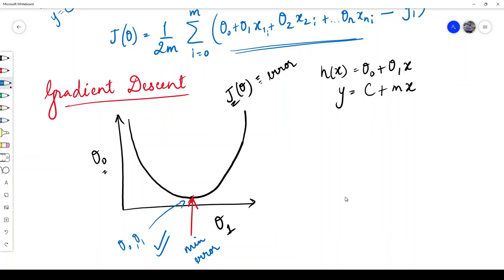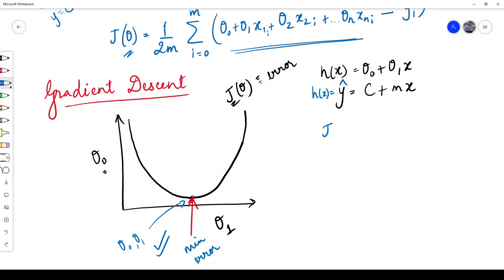So wait, y here is J of theta, right? No. J refers to the loss or the error, the amount of error in your model. Whereas h of x or y, these both are the same. h of x is your prediction. h here stands for hypothesis. So h of x is basically the predicted value. You can call it y hat if you want. But this is what you're predicting.